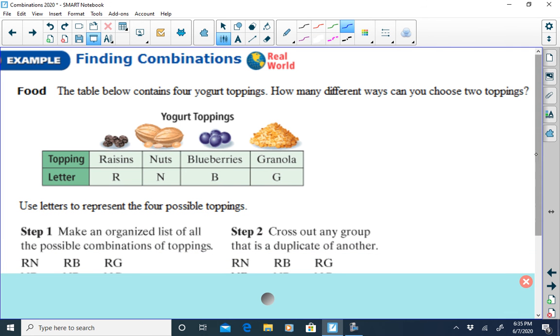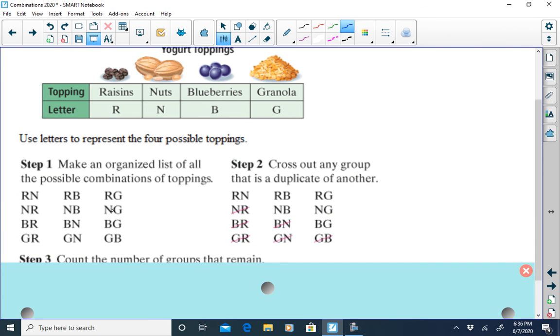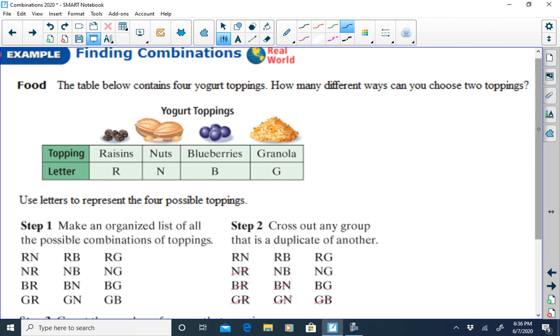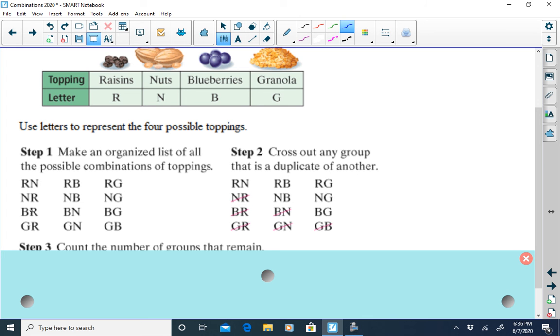If we first made an organized list of all the possible combinations of toppings, we are taking 2 at a time, and only 2 toppings. If we made an organized list, there'd be 4, 8, 12 different possible permutations of toppings. If we crossed out the duplicates, raisins and nuts would be the same as nuts and raisins, the same 2 toppings. So we cross them out.